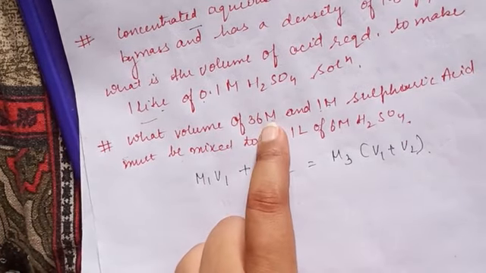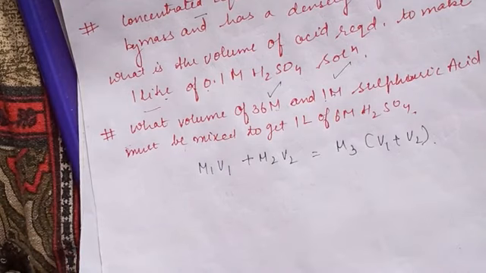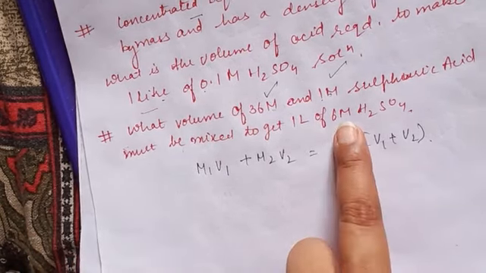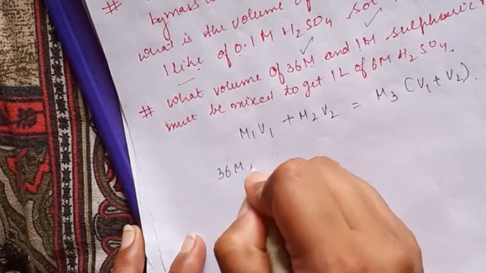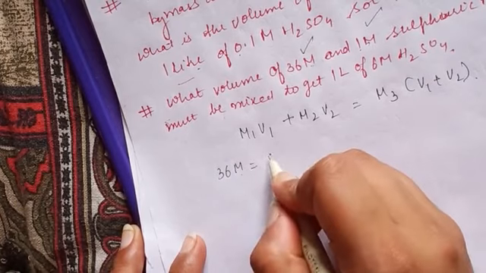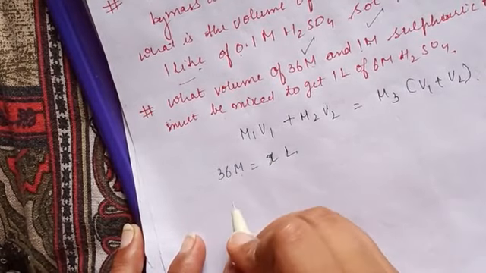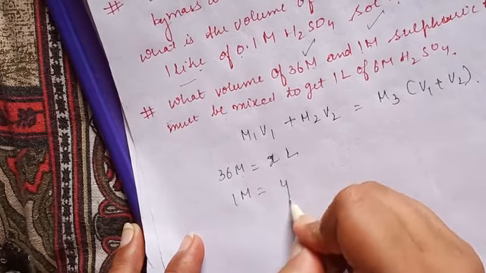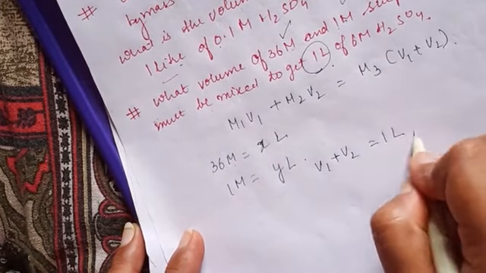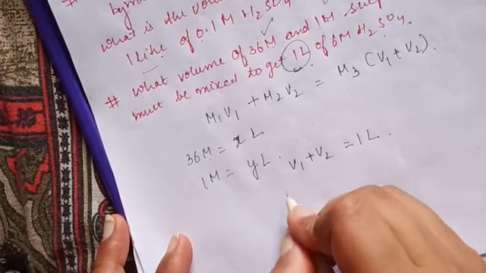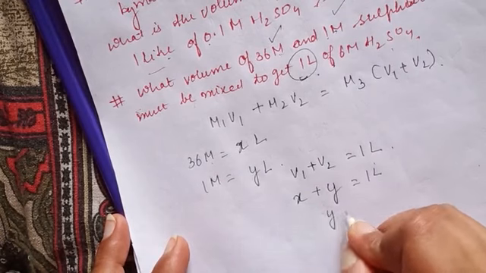Now we are given two components, 36 molar and 1 molar sulfuric acid, and we have to mix them so that we get 1 liter of 6 molar H2SO4. Let the volume of 36 molar H2SO4 be X liter, and the volume of 1 molar solution be Y liter. We know that V1 plus V2 is equal to 1 liter. Let us take it in the same terms: Y is equal to 1 minus X.